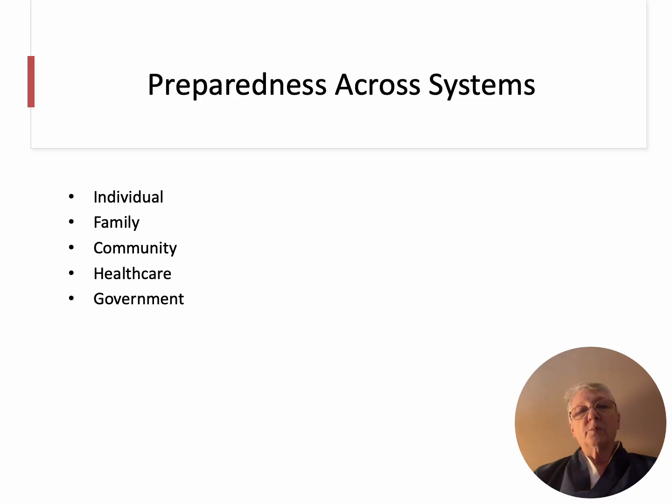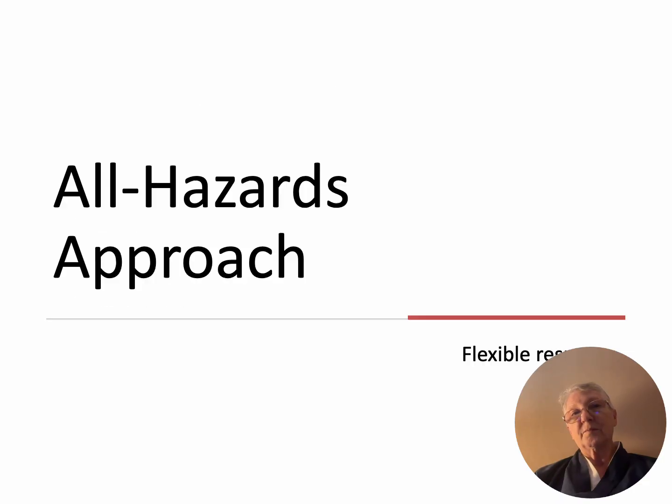Preparedness occurs across multiple levels. Individuals and families prepare through planning and supplies. Communities coordinate responses through emergency services and planning. Healthcare systems prepare for patient surge and infrastructure disruption. And government agencies provide coordination and resources.